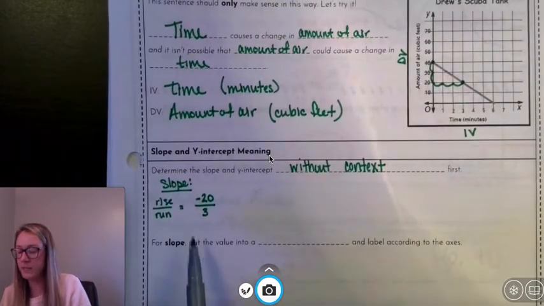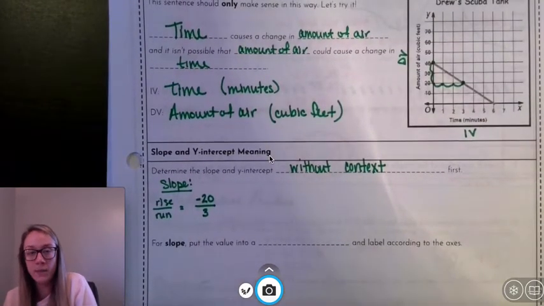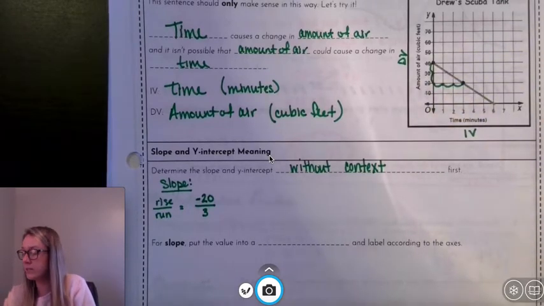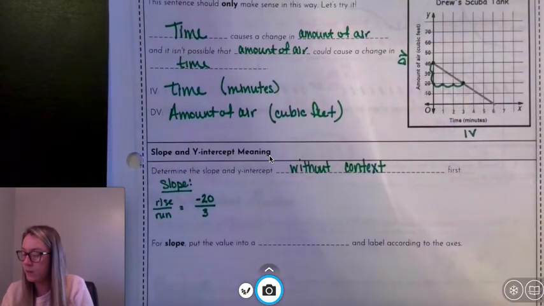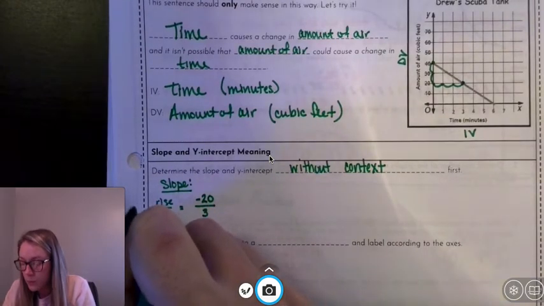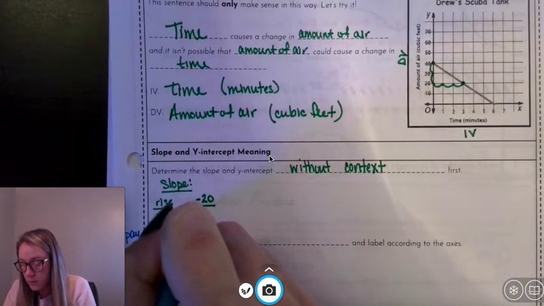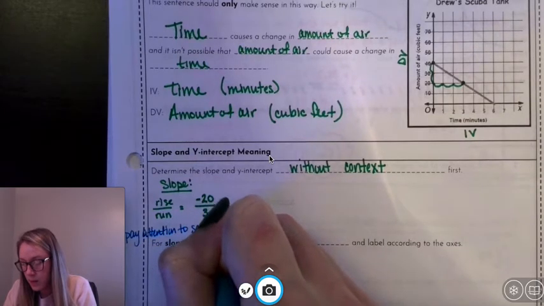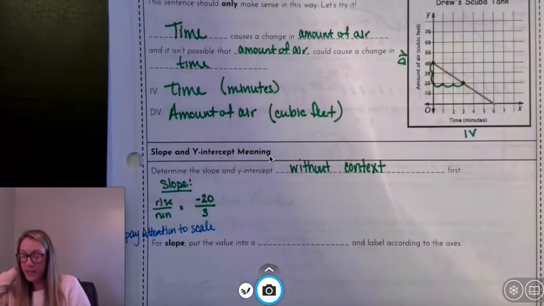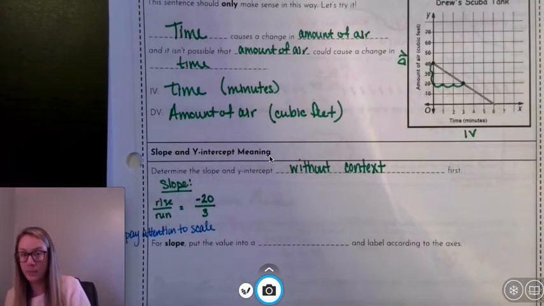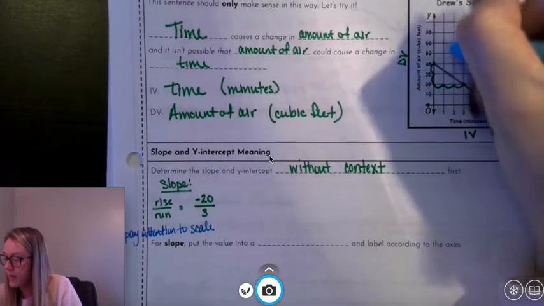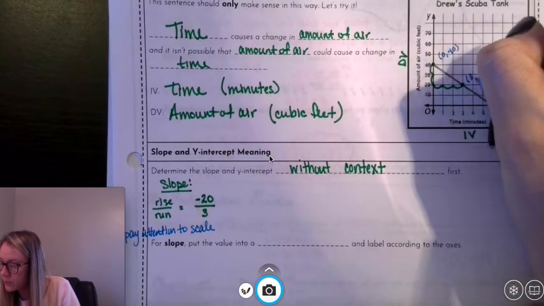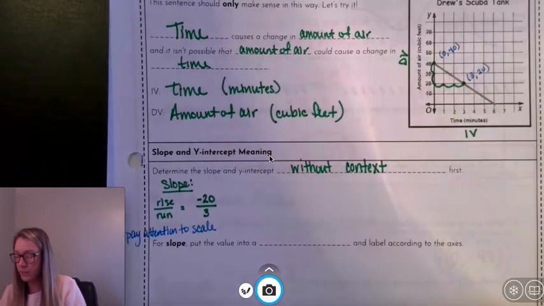And so I wrote that down here. My rise was negative 20 and my run was 3, because we do have to pay attention to our scale. So let's add that in here. We want to pay attention to the scale. If I did slope by using my slope formula, I could do that. This point is (0, 40), and this point is (3, 20). And I can do my slope formula that way.